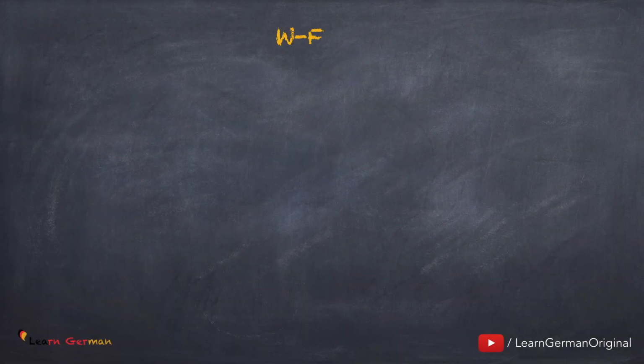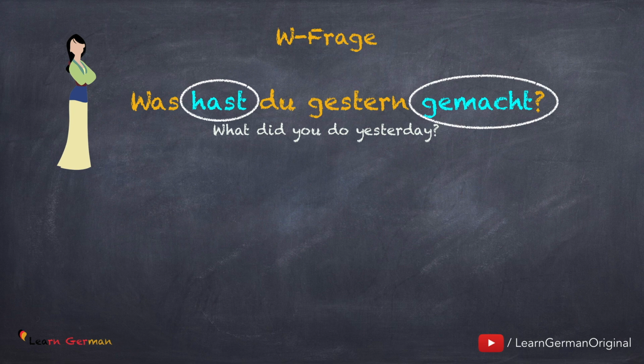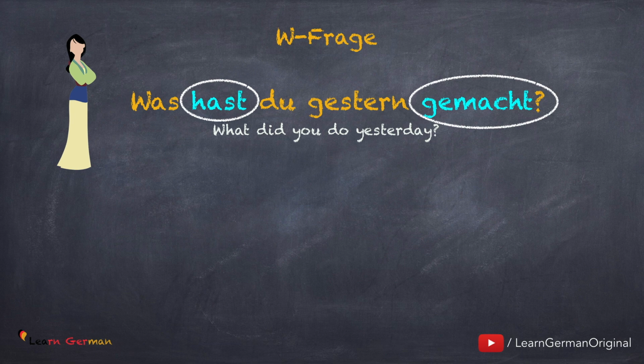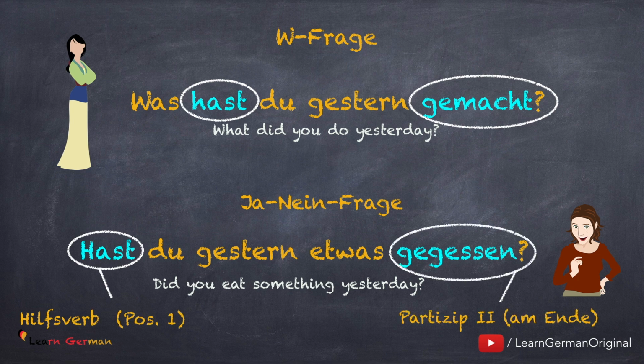Now let's look at two different types of questions in perfect. W-Frage. Was hast du gestern gemacht? In this question, the position of the helping verb and the Partizip II is the same as the normal sentence. That means the Hilfsverb ist in Position 2 and Partizip II ist am Ende. Let's see what happens when we have a Ja-Nein-Frage. Hast du gestern etwas gegessen? In this case, the helping verb or the Hilfsverb will be in the first position. Don't forget to conjugate the verb. At the end of the sentence, you will find the Partizip II of the verb.